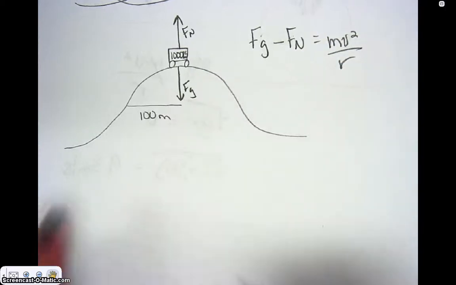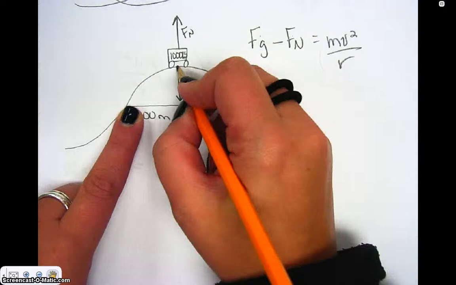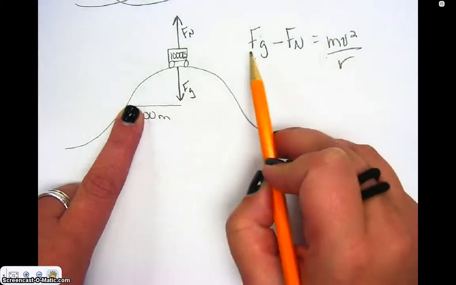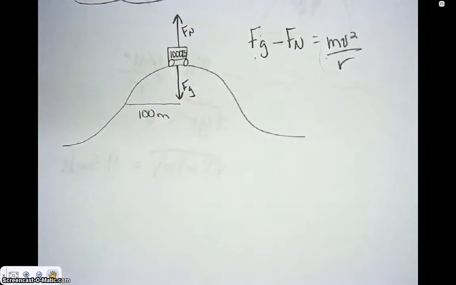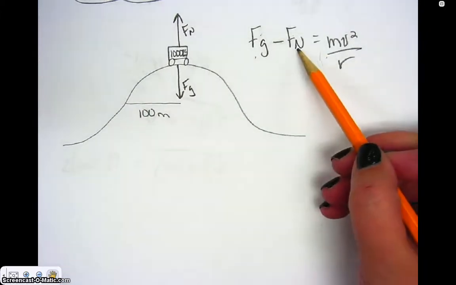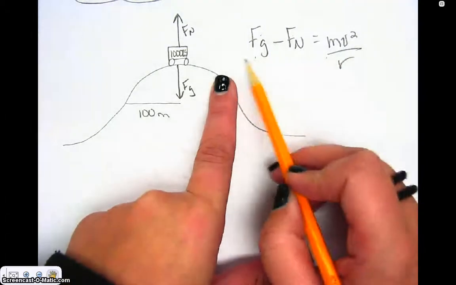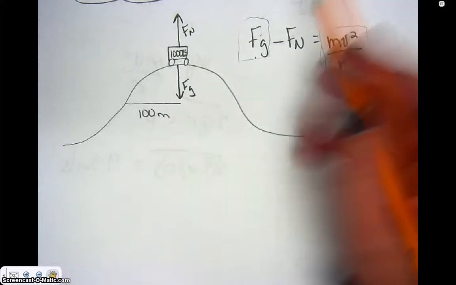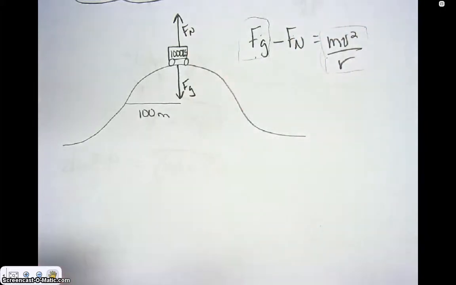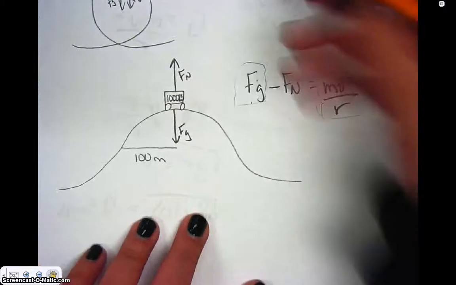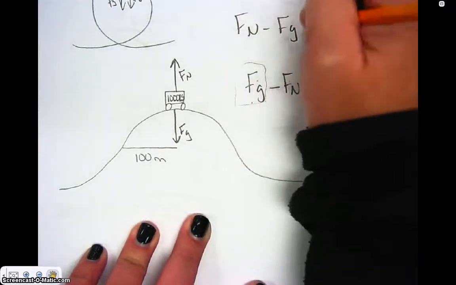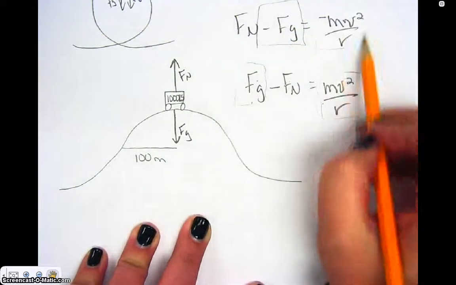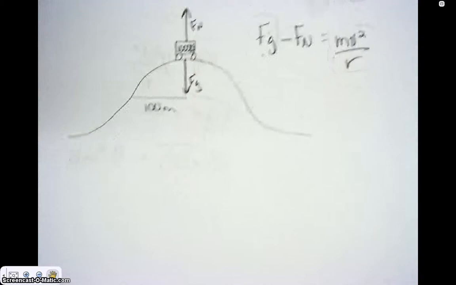Remember that the centripetal force is this, and it's pointing inwards. So centripetal force and gravity have to have the same direction, and normal force is acting in the opposite direction. Here Fg and mv squared over r are both positive, even though they're down, and Fn is in the opposite direction. The other way I could have done it is Fn minus Fg is equal to the opposite of mv squared over r, making the Fg negative and also making the centripetal force negative. Hopefully that makes sense.